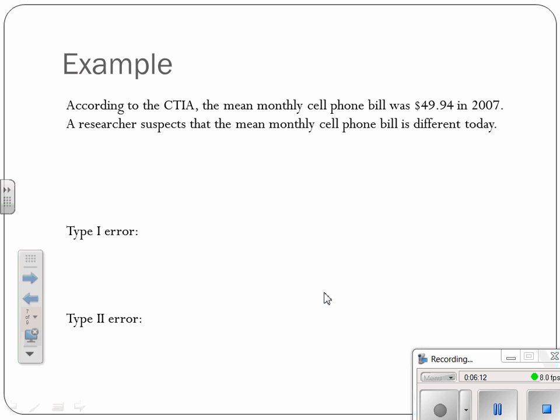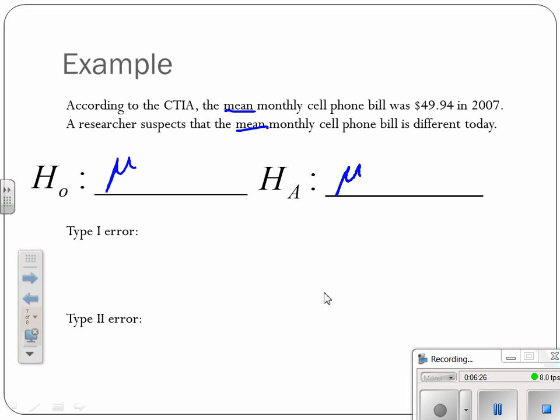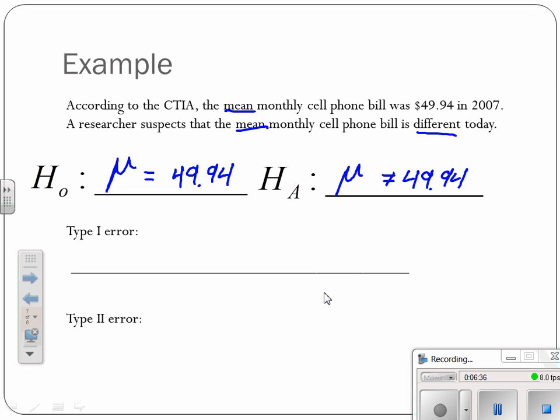Right. Let's look through one more example real quick. So according to this association, they say the mean monthly cell phone bill is $49.94. So somebody thinks that that's different today. So this is a mean problem. Someone thinks that it is different, so we just think that it is not $49.94.